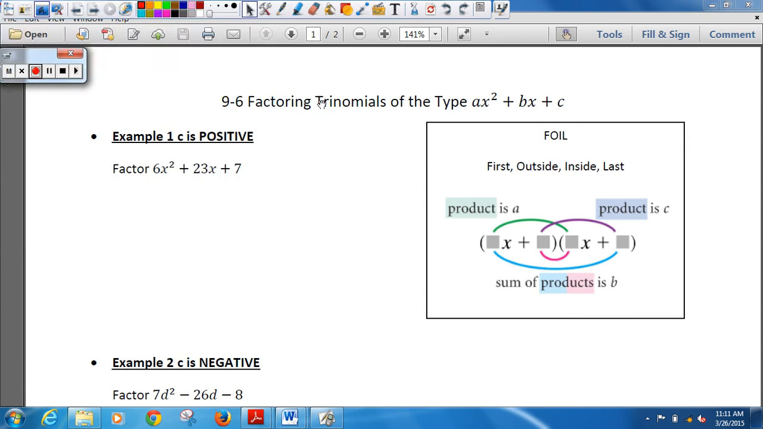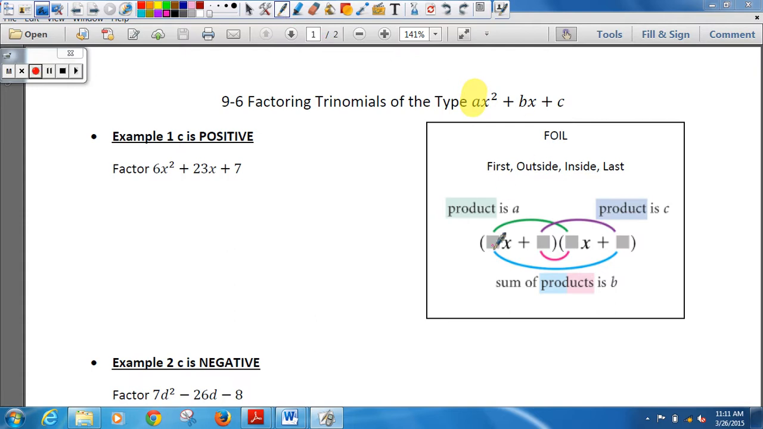Okay, today is going to be very similar to yesterday's 9-5. The difference here is that there is an A now instead of just a B and a C, so that adds a little bit extra work. The idea is still the same. So recall our FOIL method.